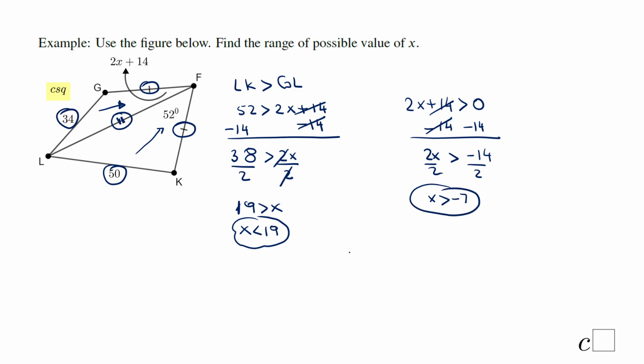We're going to put these two together, and we're going to have x less than 19 and greater than negative 7. This will be the range of possible values of x. x can be between negative 7 and 19, and then we have what you see in the problem.